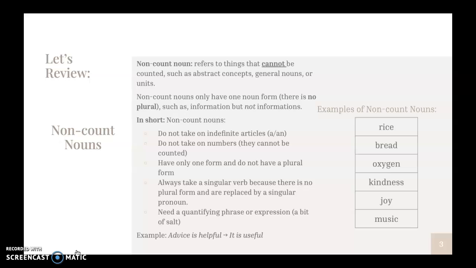They also need a quantifying phrase or expression, a bit of salt, a pinch of salt. To the right, you have some examples of non-count nouns. You say rice, you don't say rices. Bread, oxygen, kindness, joy, and music.